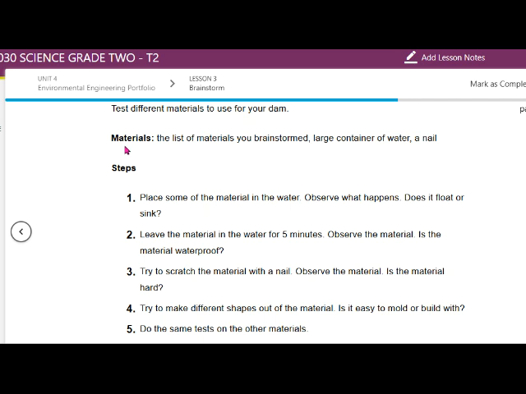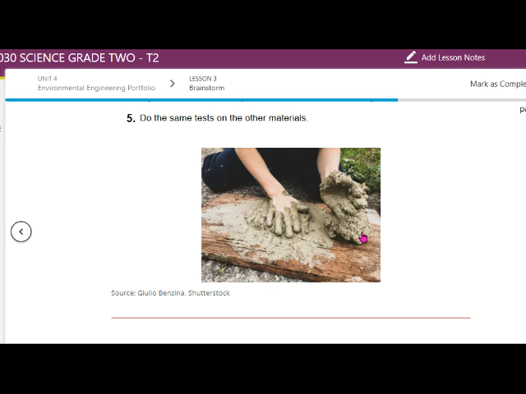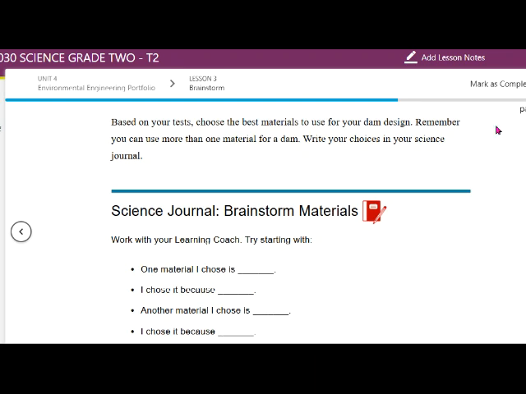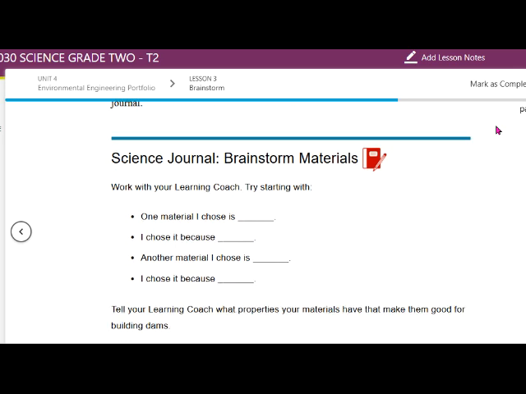Okay, so here are materials. You're going to write down materials. Here they've got a large container of water, a nail, and here are some steps that they did to see if they could test those materials out. Here's an example, someone trying to make something with clay. Based on your test, choose the best material to use for your dam design. Remember, you can use more than one material for a dam. Write your choices in your science journal. So make sure that you have those choices in there. You can use these sentence starters if you would like to write sentences instead of drawing those pictures.